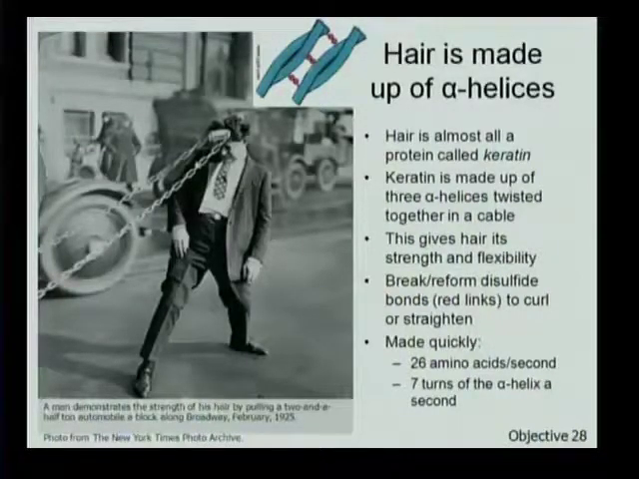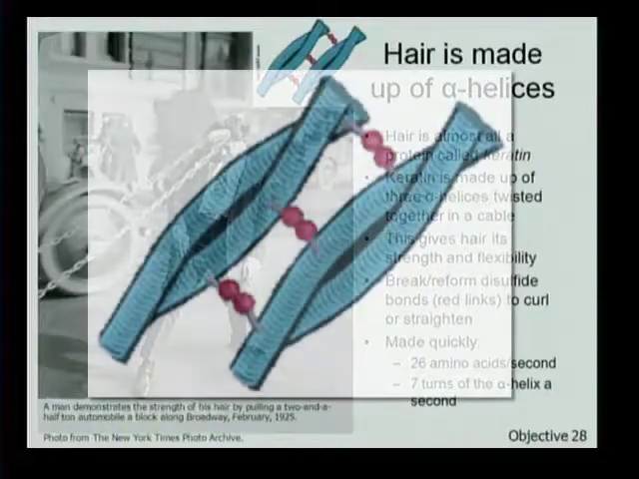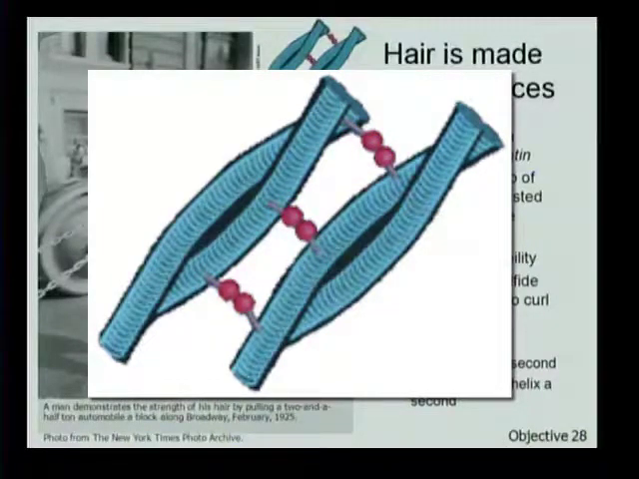For example, human hair is made up of alpha helices. The alpha helices are in a protein called keratin. As we'll see in a minute, there's a tertiary structure, so we'll have three alpha helices twisted together in a cable. This is what gives hair its strength and flexibility. And if we want that hair to curl, or if we want to straighten that hair, what we can do is break disulfide bonds between the different keratin strands and then reform them in a different way. In that way, we can either curl or straighten hair.